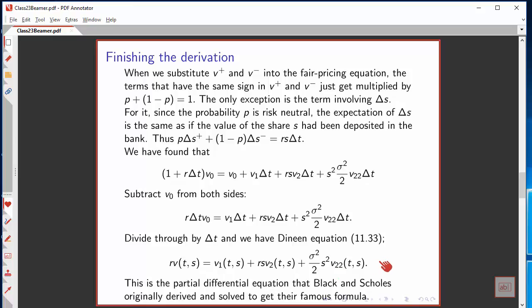This is the infamous Black-Scholes differential equation, and what Black and Scholes did was to derive this on the basis of hedging considerations, and then, remarkably, they were able to solve it to get their famous formula. That's quite a different approach from the binomial model approach that we have been using.